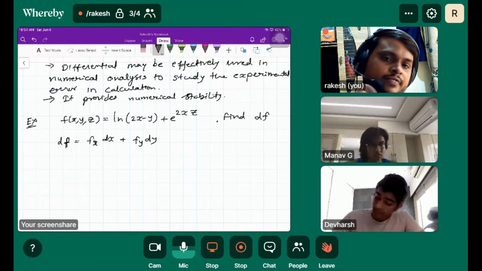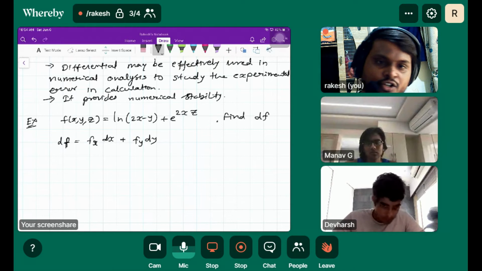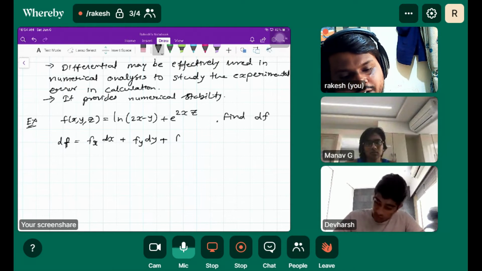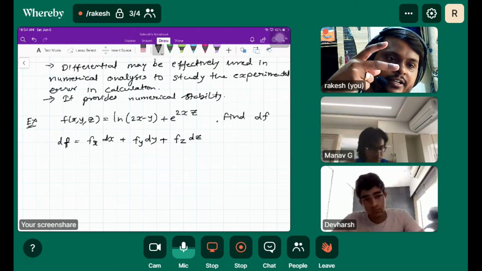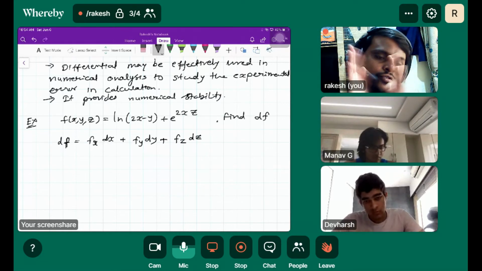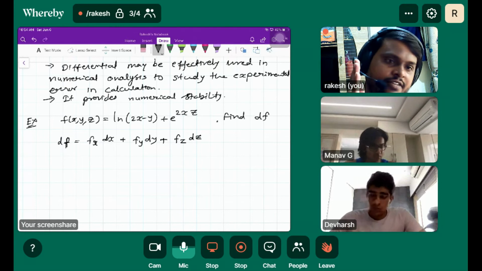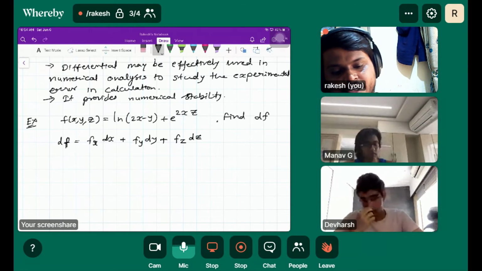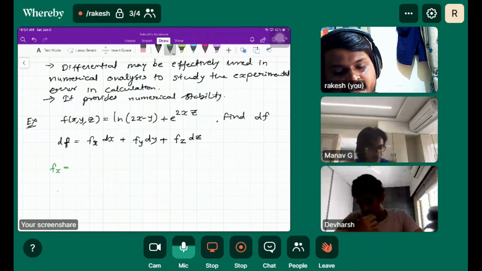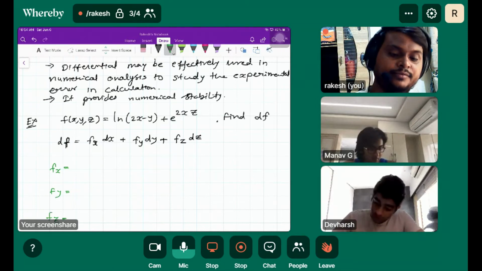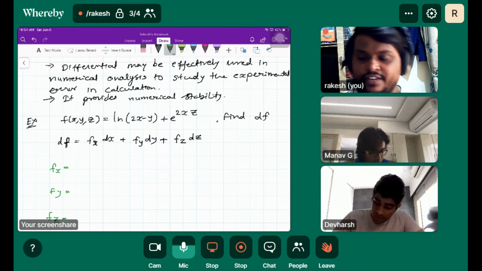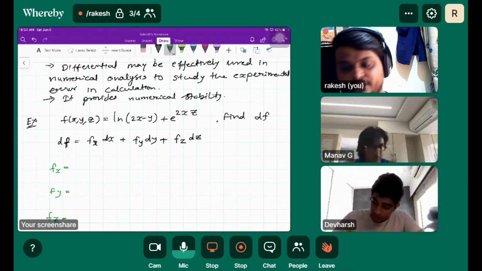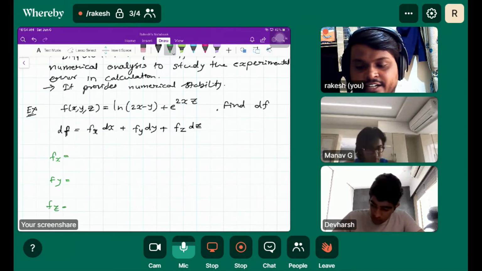Here there are three independent variables, so we'll add one more term like this. If we had only two independent variables, then the formula would be restricted to fx dx plus fy dy. Now we have to calculate fx, fy, fz. Let me know what fx, fy and fz are.